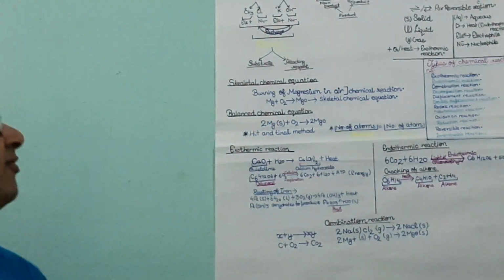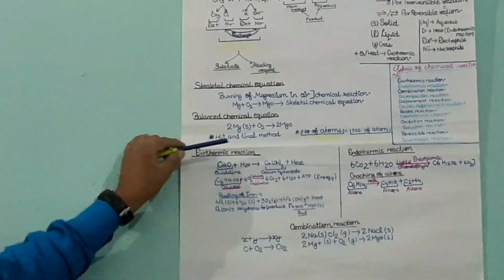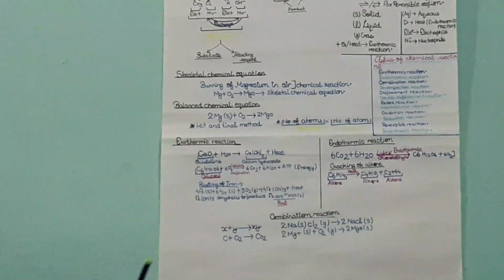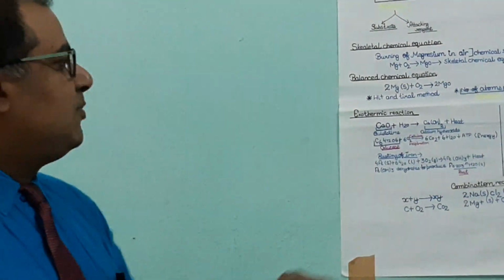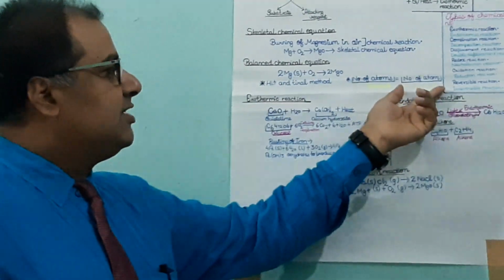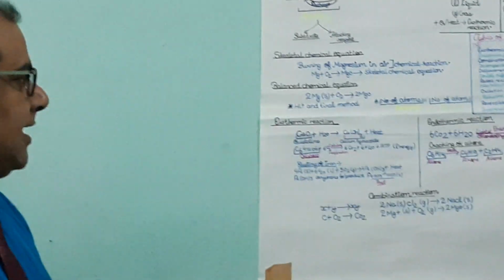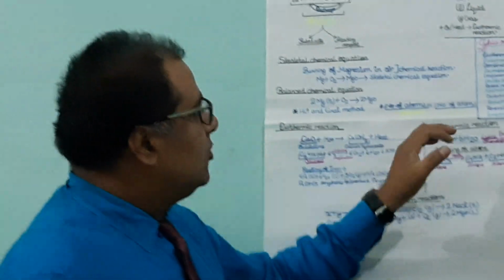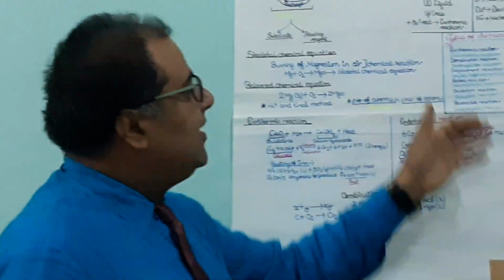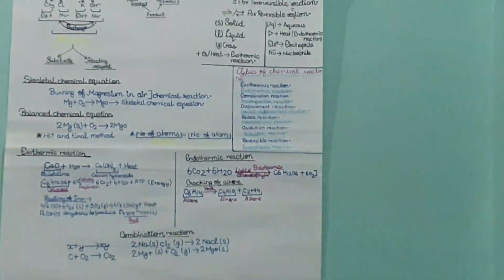Method of balancing chemical equations. The most popular method is hit and trial method. According to the hit and trial method, the number of atoms of reactants is always equal to the number of atoms of products, for all atoms. Next, we will discuss different types of chemical reactions.